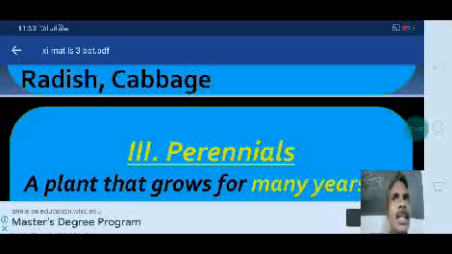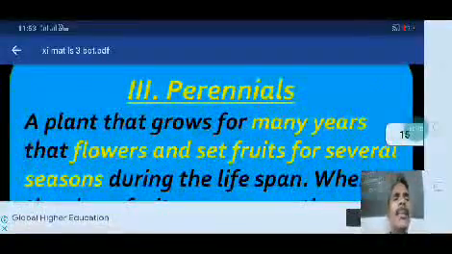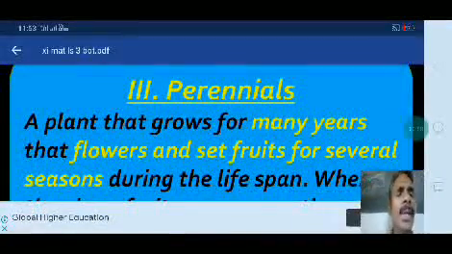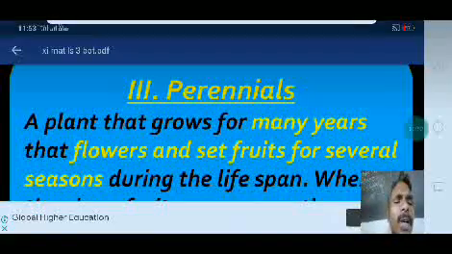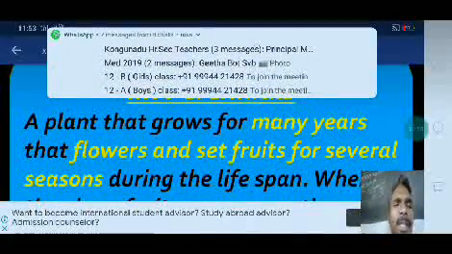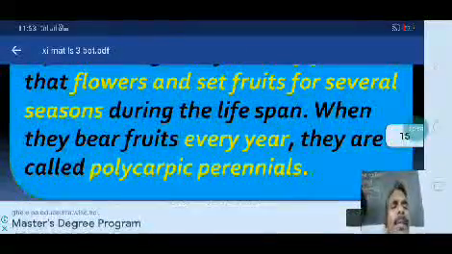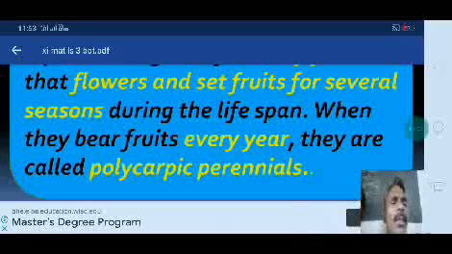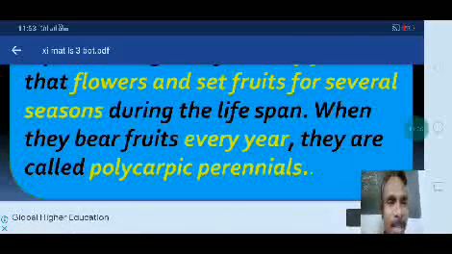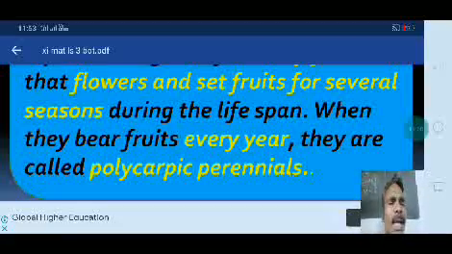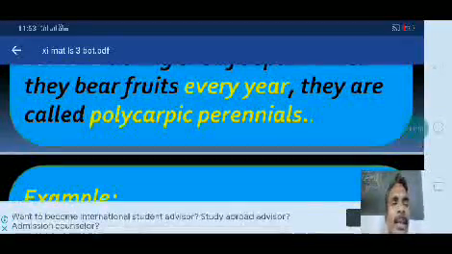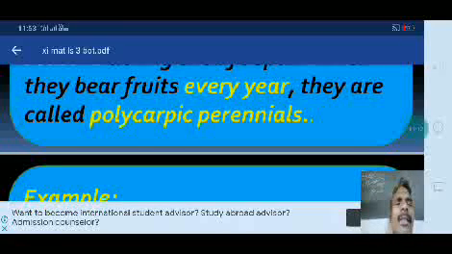The next one is perennials. The plant that grows for many years, flowering and bearing fruits for several seasons during its lifespan, bearing fruits every year. They are called polycarpic perennials. Poly means many. Here they grow over many seasons, so they are called polycarpic perennials.